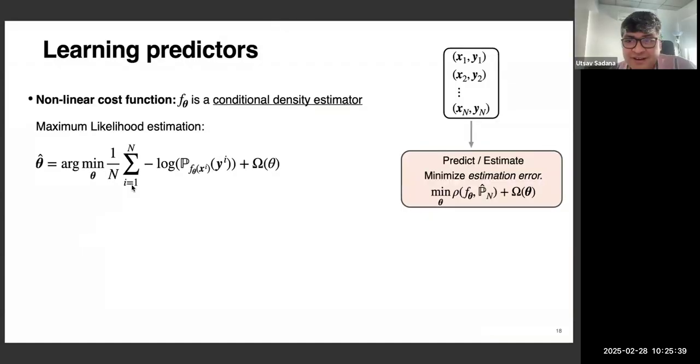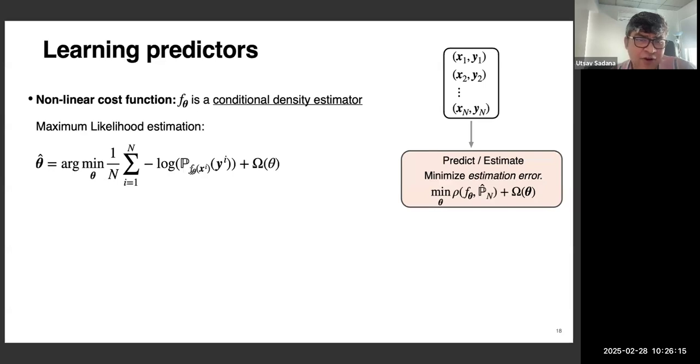So now you want to learn this model f theta from data, right? So what you can do is minimize the estimation error between your model, which is the model for the conditional density, and your empirical distribution. You would regularize as well because you do not want to overfit to the data that you have seen. A classical approach is to maximize the likelihood of observing your data under your model f theta, which is equivalent to minimizing the negative log likelihood.